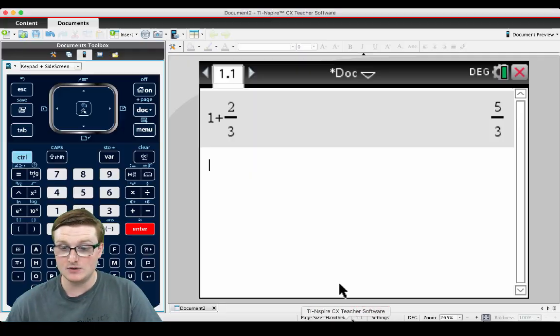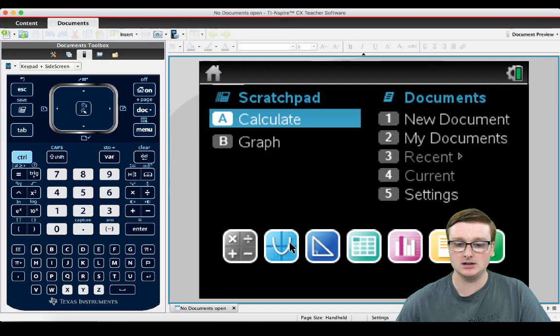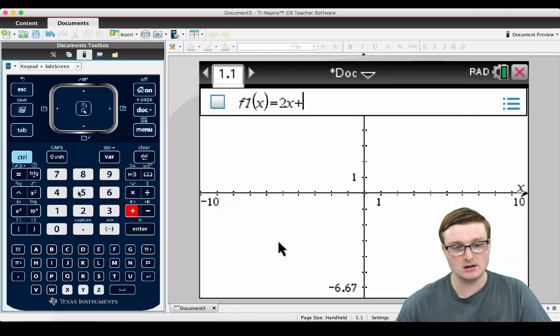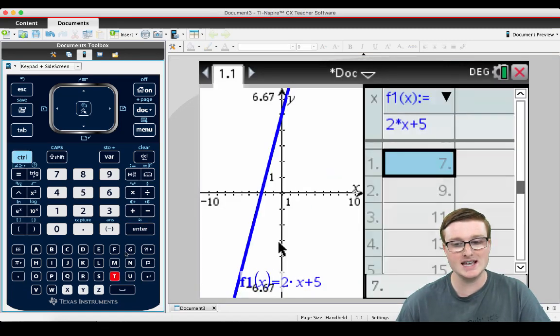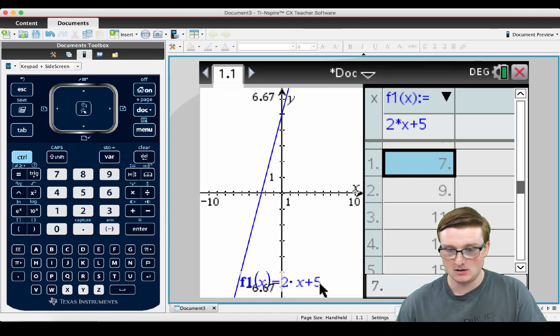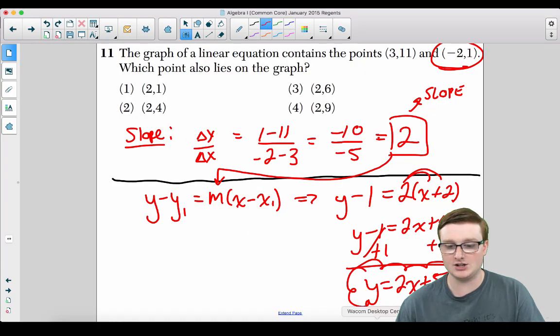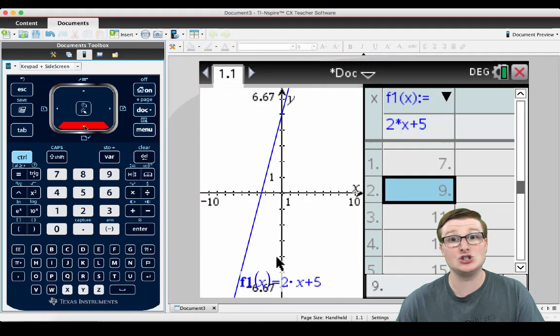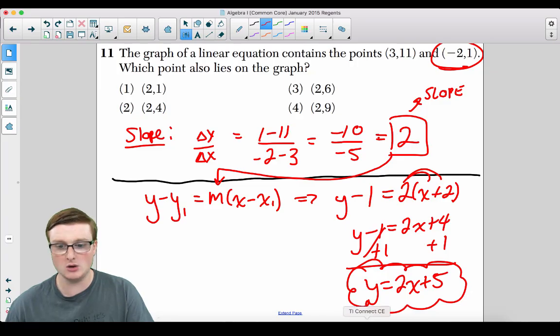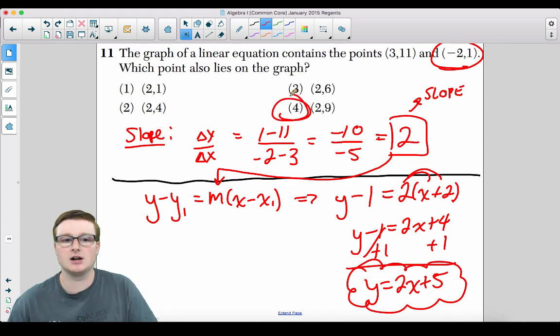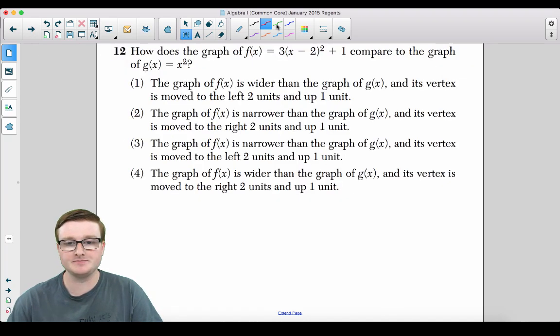So now, if you just graph 2x plus 5 in your calculator and do Control T, which one matches up? Does the point 2, 1 match up? If you go to 2, that's 2, 9. Doesn't match up. Same thing with choice 2. 2, 4? No, it's 2, 9. All right, well, actually, sorry. 2, 9, I just said it. It's choice 4. Done. That's the answer to number 11.